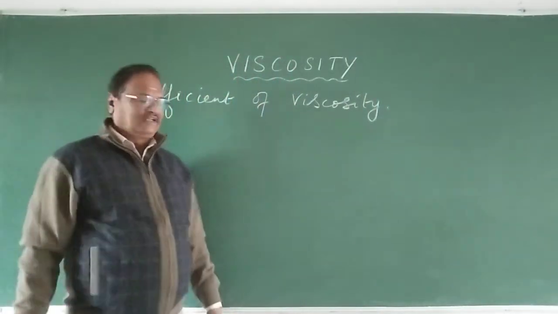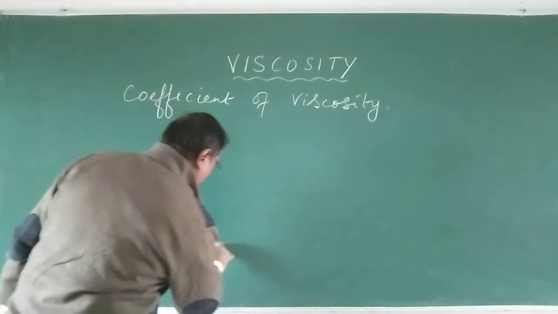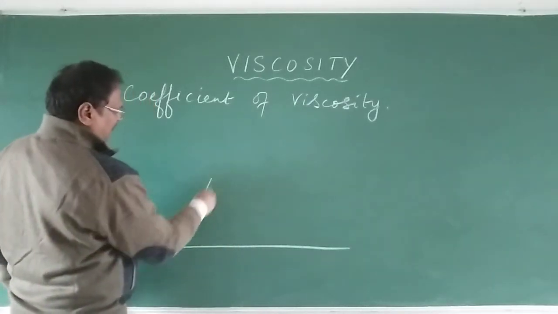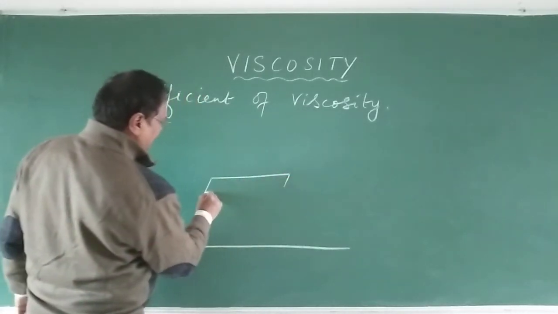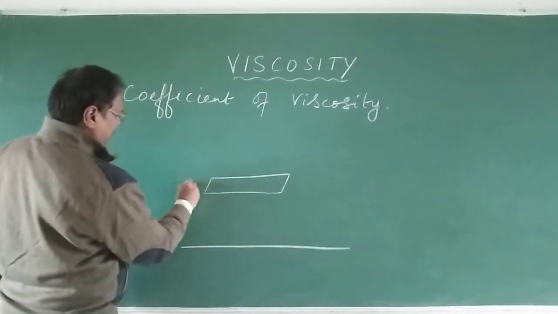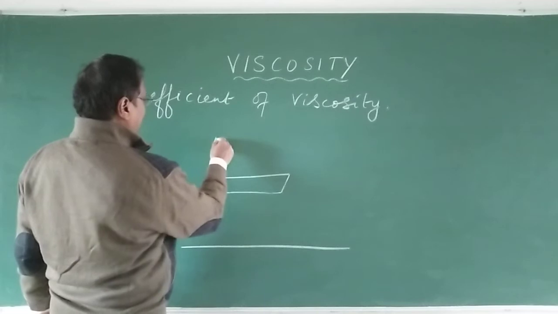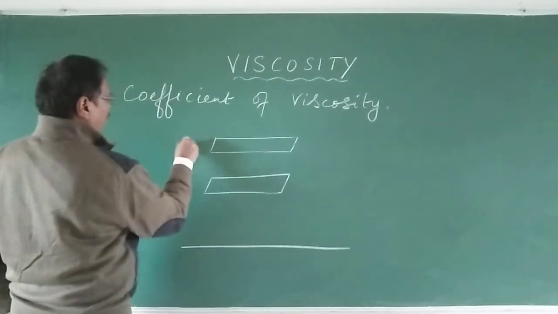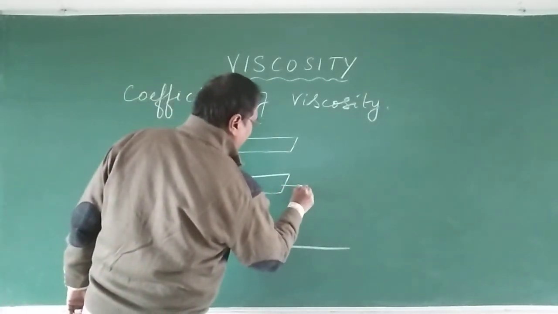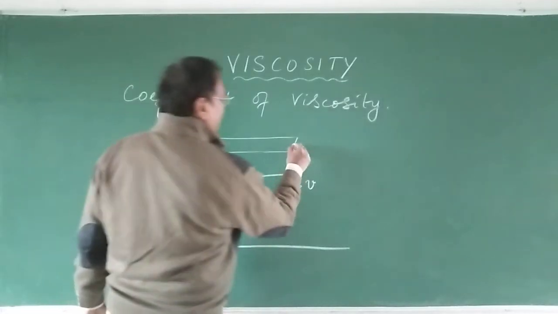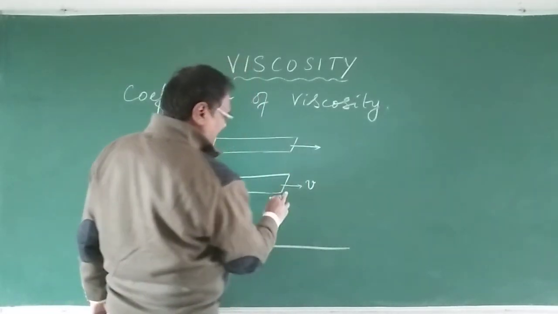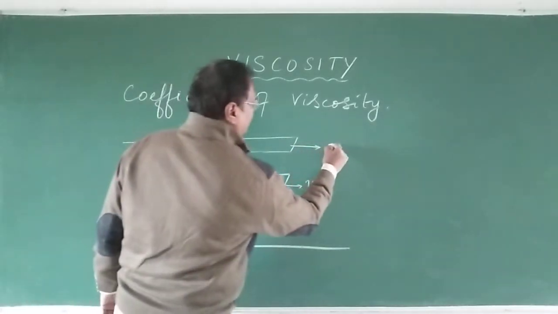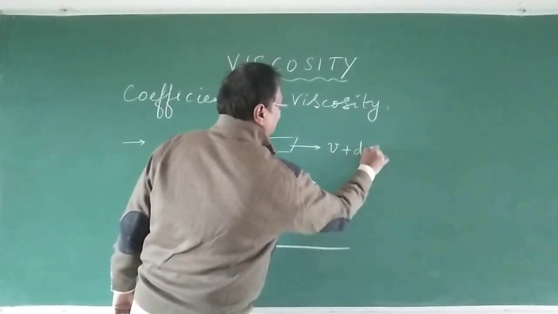It's a constant. Now let me take first a fixed layer at the bottom, and let us assume a layer here like this. Let us say this layer is P. Let us assume another layer of liquid, okay, and let us say this layer is Q, and this is moving with a velocity V, and the uppermost layer, where the tangential force is applied, is moving with a velocity greater than this, V plus dV, okay.